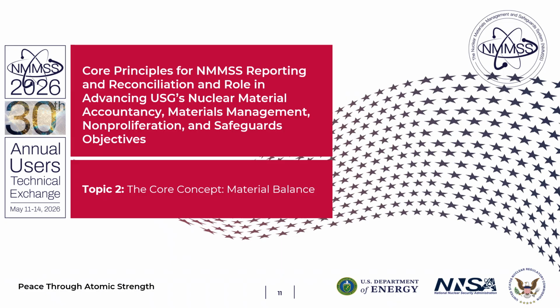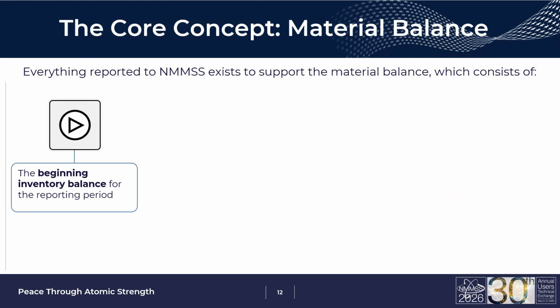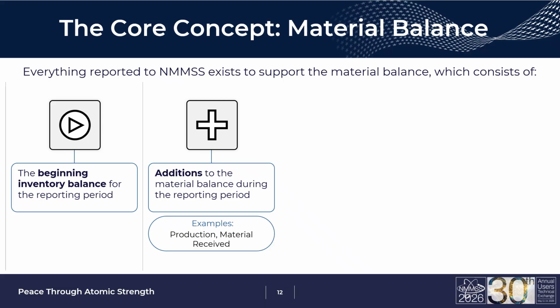Let us now discuss the primary core concept behind NMMS reporting, the material balance. All DOE NNSA site and NRC licensee facility reporting to NMMS exists to support the material balance. The structure of the material balance report is designed as a mathematical equation, where you would take your beginning inventory amounts and then add all the reported inventory changes that have increased your facility's inventory, which could be possible production of material or materials received from another facility.